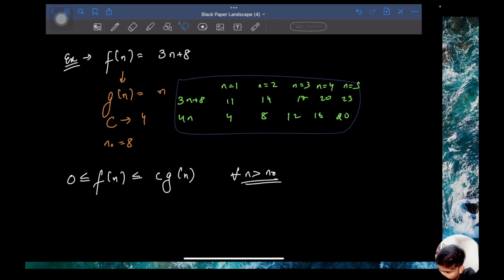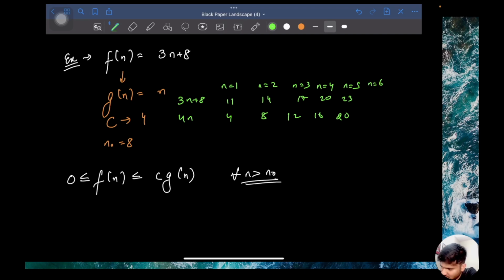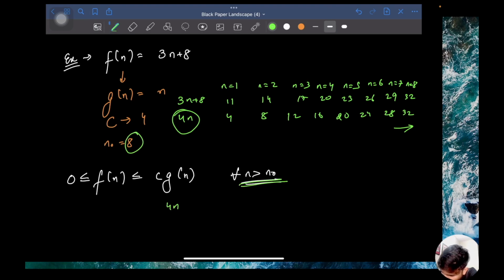Let me write it here. N equal to 6, 18 plus 8 is 26. This is 24. N equal to 7 is 29. This is 28. N equal to 8, this is 32. And this is 32. And now for anything greater than 8, 4n is always going to be greater than or equal to 3n plus 8.